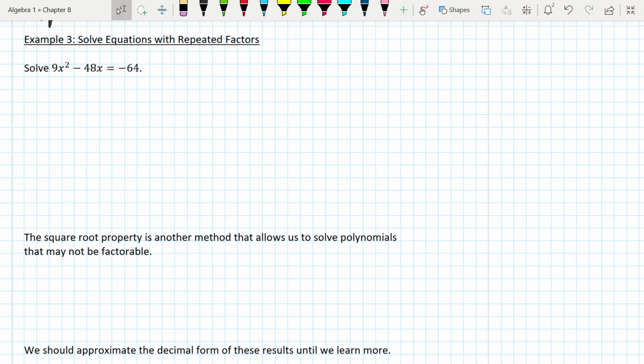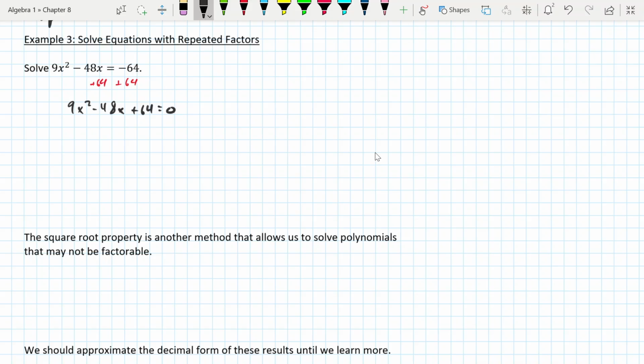Example 3, solve equations with repeated factors. So with this problem here, the first thing I've got to do if I'm going to try to solve it is add 64 to both sides, because I want my quadratic equal to 0. Otherwise, I can't use the zero product property.